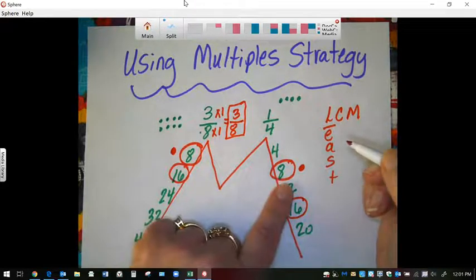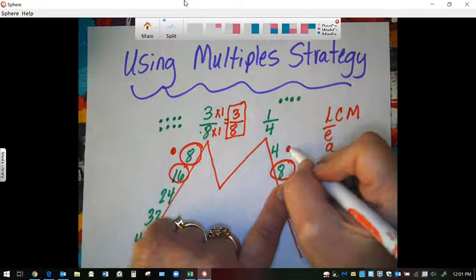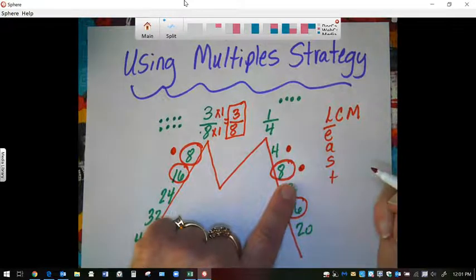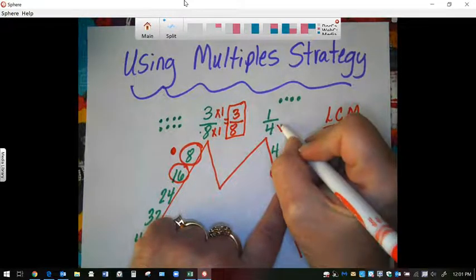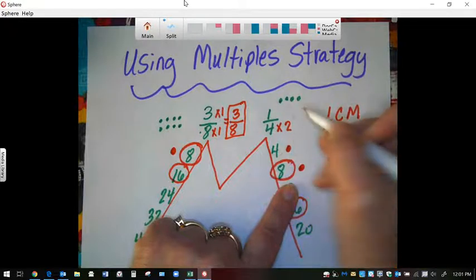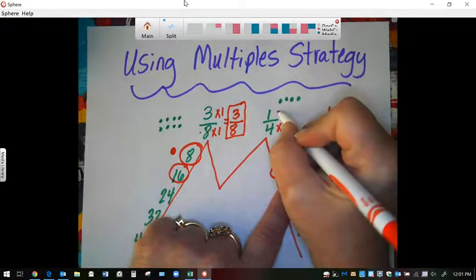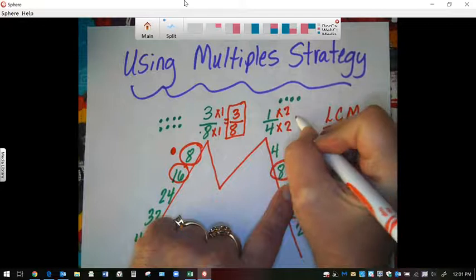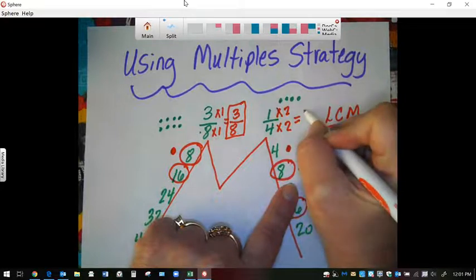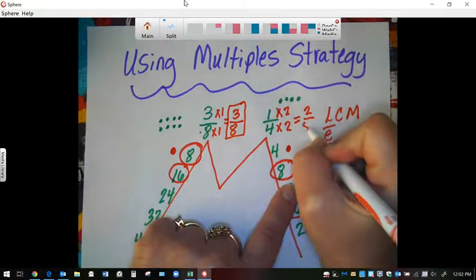To get to the 8, we went down 2 multiples. That's how many we used. So that tells us what we need to multiply. 4 times 2. And what you do to the bottom, you do to the top. 1 times 2 is 2. 4 times 2 is 8.